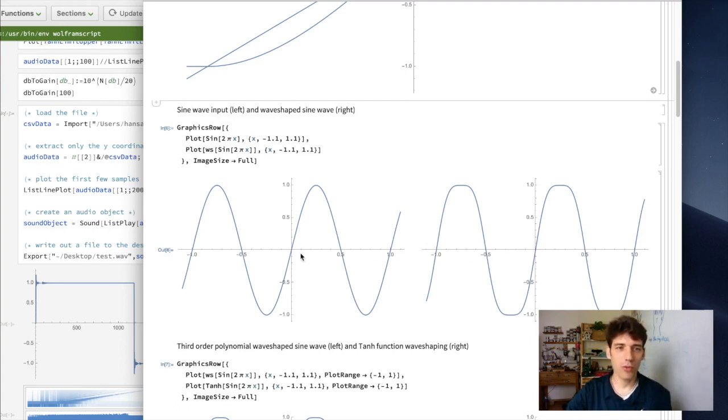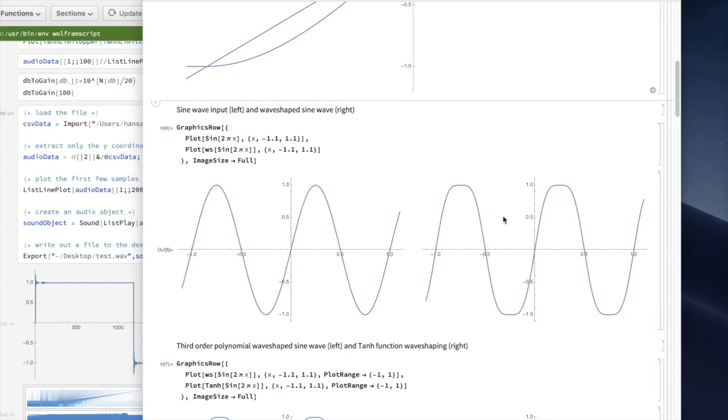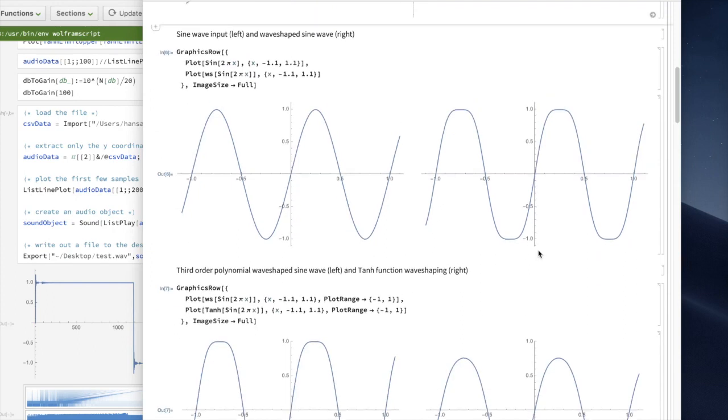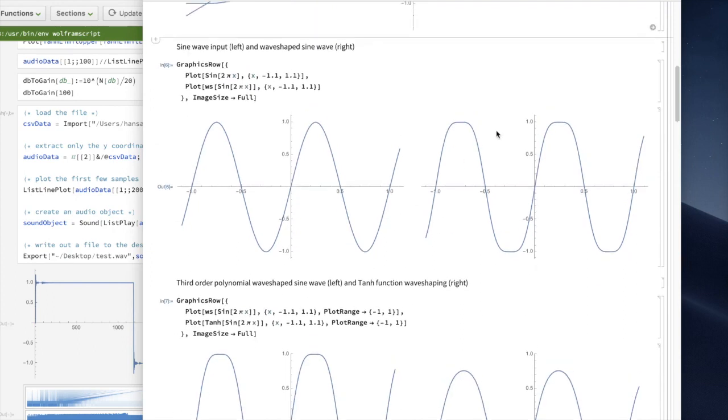So here's a sine wave, just a standard ordinary sine wave. I haven't done anything to it. And on the right, this is what it looks like. I'm going to go to full screen so you can see this better. On the right, this is what it looks like when you wave shape it. So you can see it's a little bit louder. These curves go up faster, and they're kind of flattened off on the top of the wave.